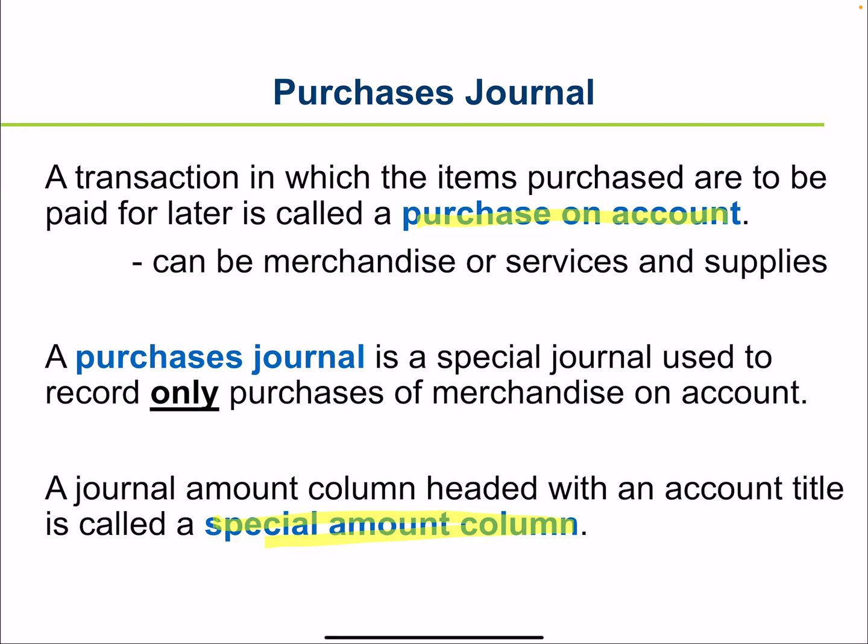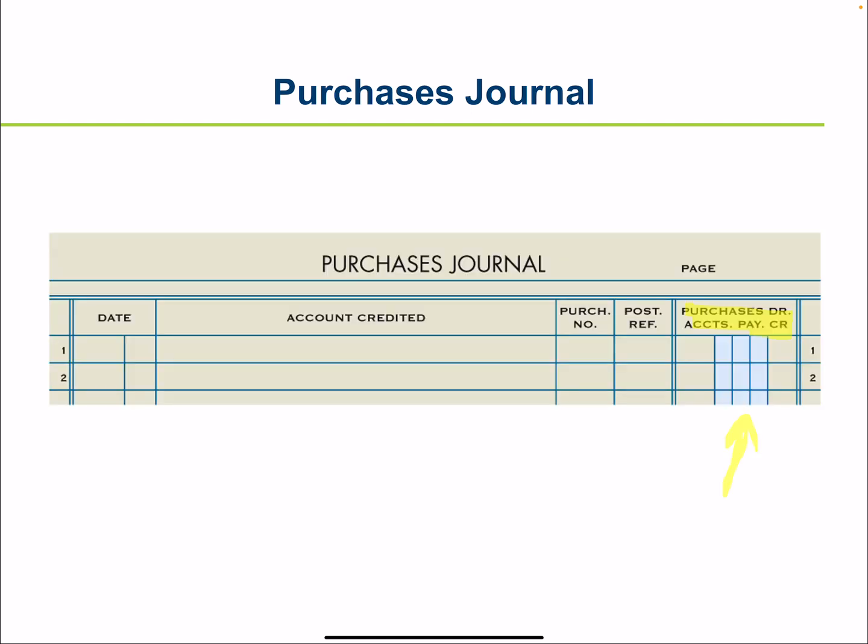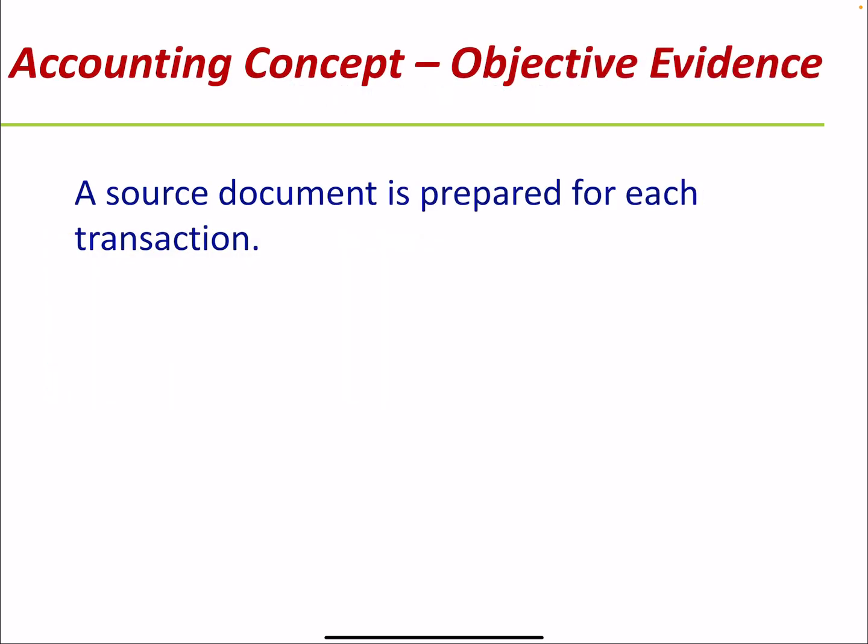And again, special amount columns are used for frequently occurring transactions. Using special amount columns eliminates writing general ledger account titles in the account credited column, and it makes it a lot easier with fewer mistakes. Remember our accounting concept, objective evidence. A source document is prepared for each transaction.